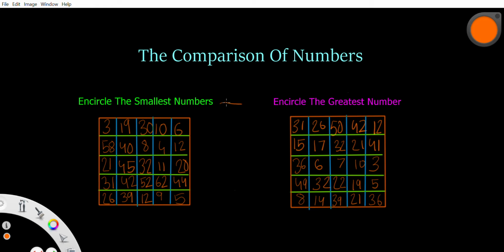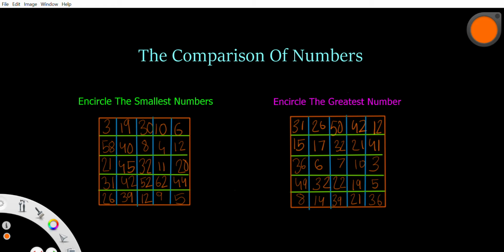I'm doing this two different ways. One way is encircling the smallest number, and one way is encircling the greatest number. So, without further ado, let's get started.